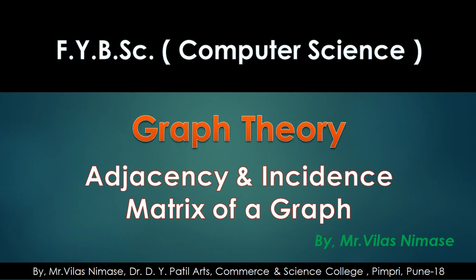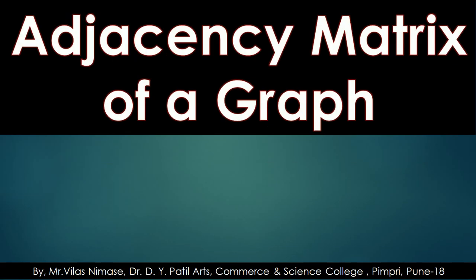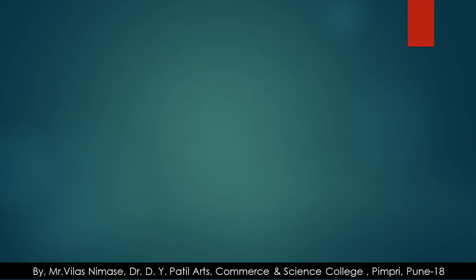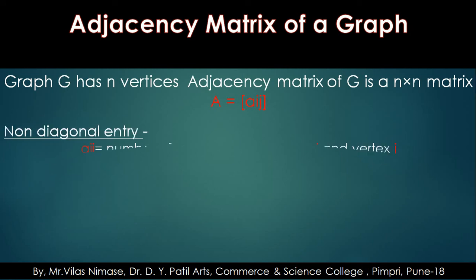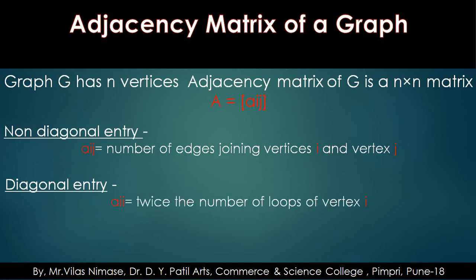The adjacency matrix of a graph having n vertices is an n cross n matrix whose non-diagonal entry at ith row and jth column is the number of edges joining vertex i and vertex j. And diagonal entry at ith row and ith column is twice the number of loops at vertex i. It will be more clear after this example.